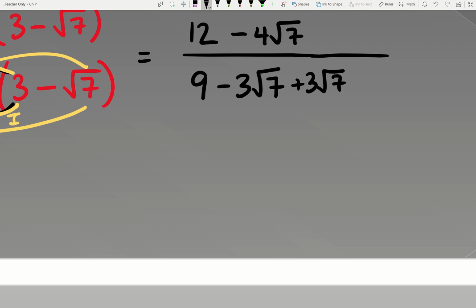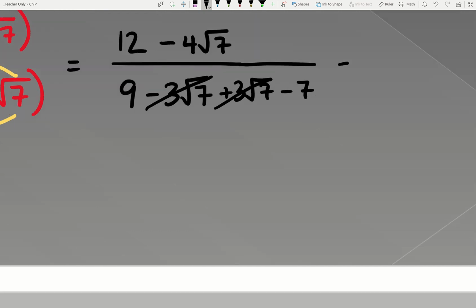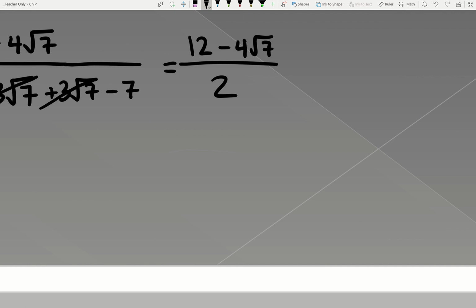So those are going to make 0 together. So really all you have to do in the bottom is just 9 minus 7. And that's just simply going to be 2. On the top, you're going to be left with 12 minus 4 square roots of 7. And then to finish this problem off, you notice that 12 and 4 in the numerator are both numbers that can be divisible by 2.